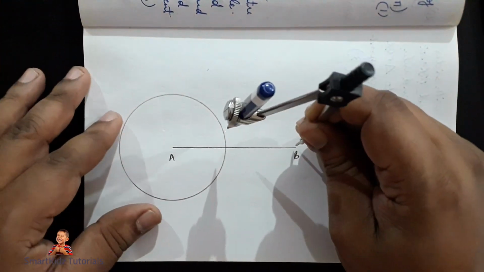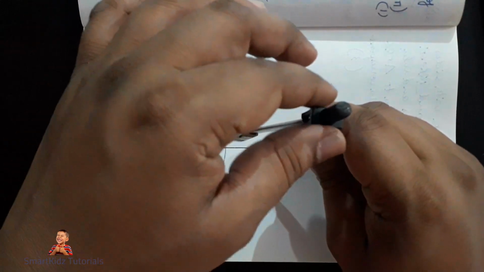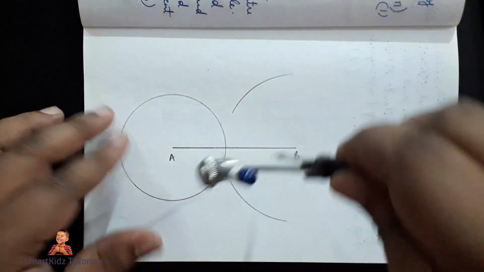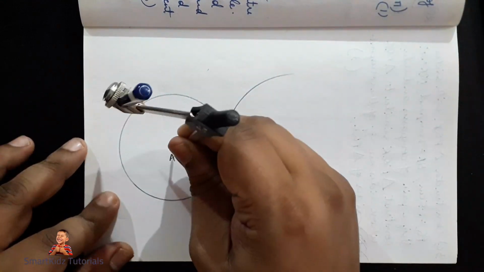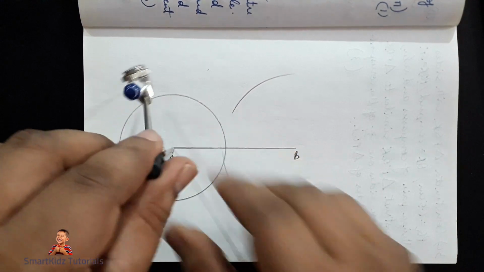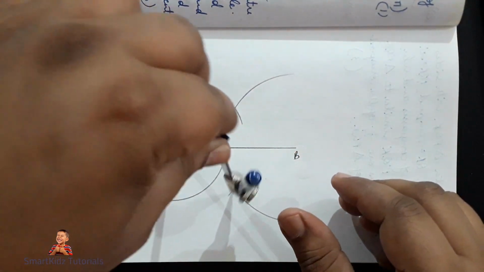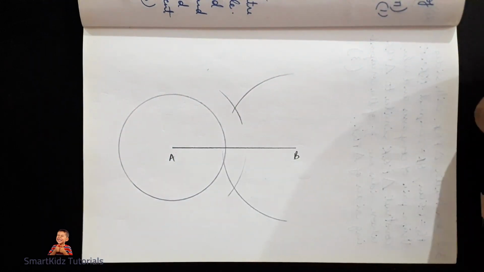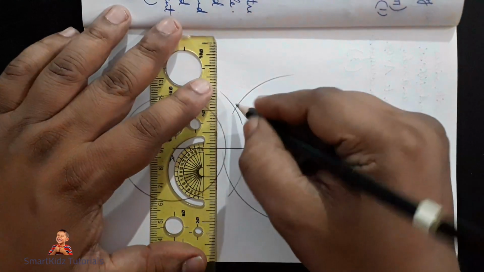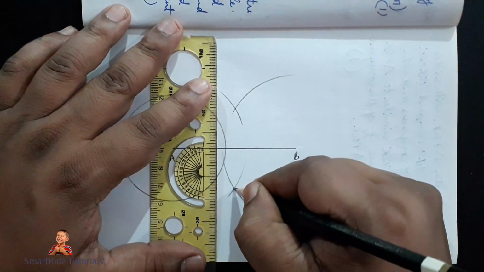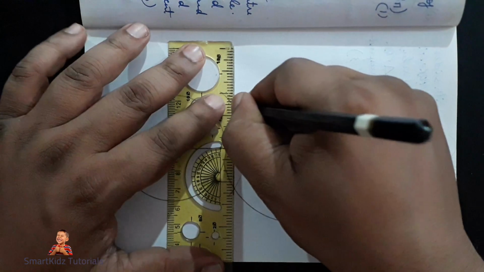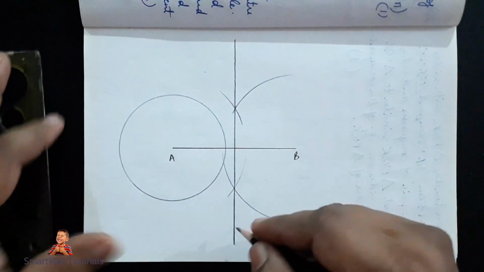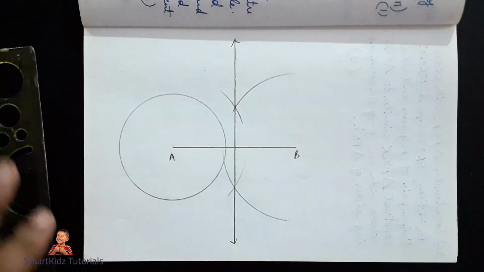So this is what I'm going to do. That's only then the arcs will cut each other. So you have to cut on top and down, keeping the same measurement, and keep taking A as the center and cutting these arcs this way. Okay, now where these arcs cut each other, I'm going to draw a line through them, so then we'll get our perpendicular bisector. Here you go, and mark them. This way. That's our perpendicular bisector.